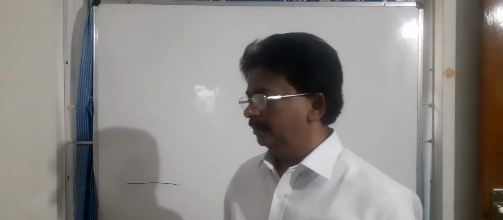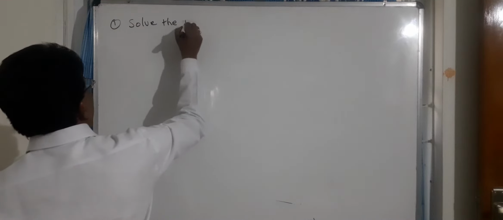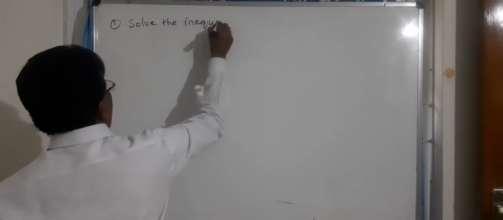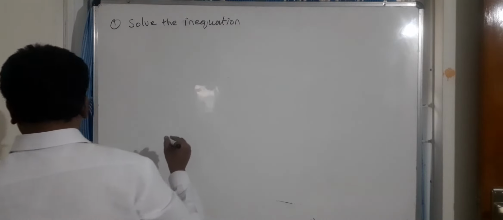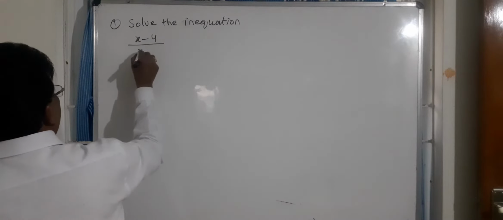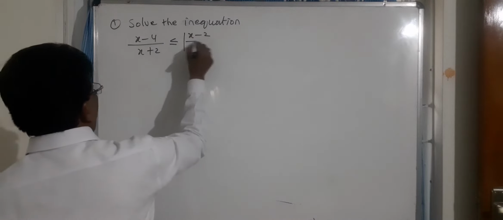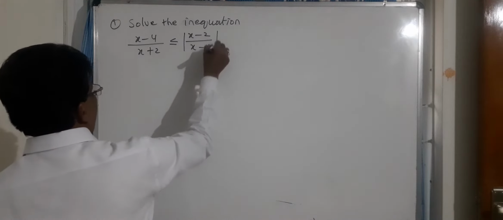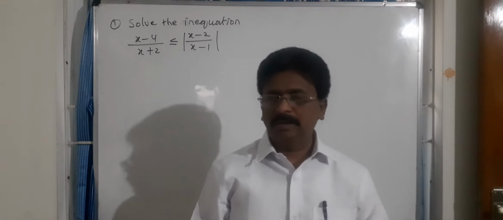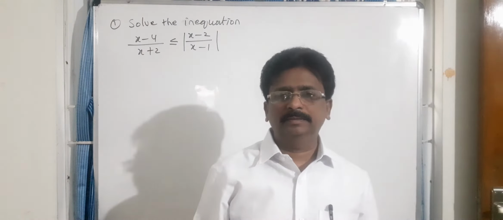Solve the equation. In equation, (x minus 4) divided by (x plus 2) is less than or equal to modulus of (x minus 2) divided by (x minus 1). It is not the equation, it is an inequation. Let us solve this inequation.